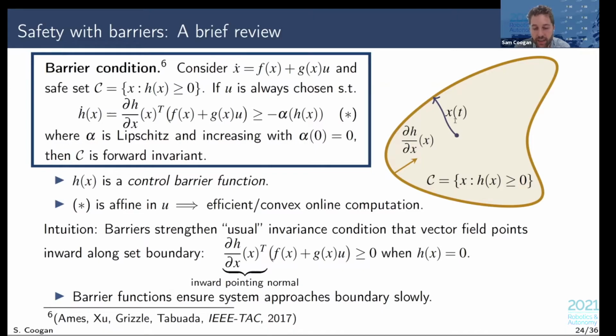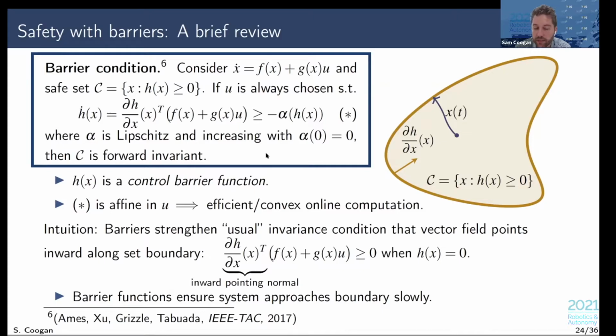The idea is that if I have a state trajectory x of t, and I never want it to leave this set C, which is shown here in this figure, what I do is I make sure that the speed with which this trajectory is approaching the boundary of the safe set, or the set defined by the super level set of H, I make sure that this speed is slowing down as I approach the boundary. That's captured by this lower bound, which is shrinking as I get closer to the boundary.